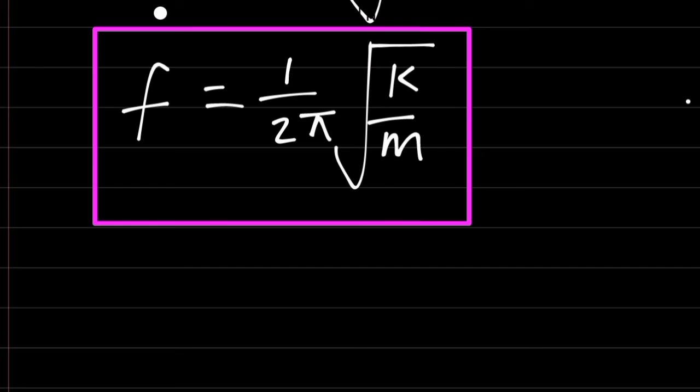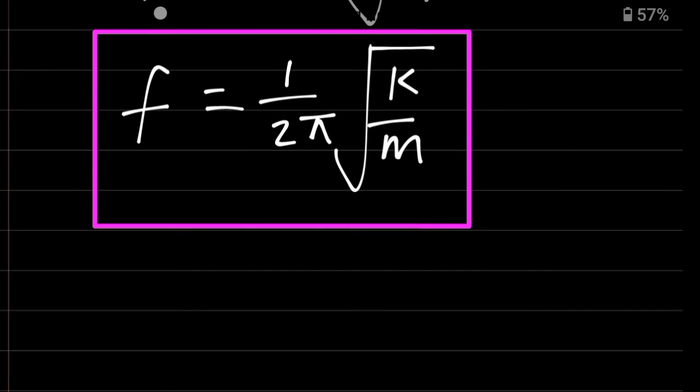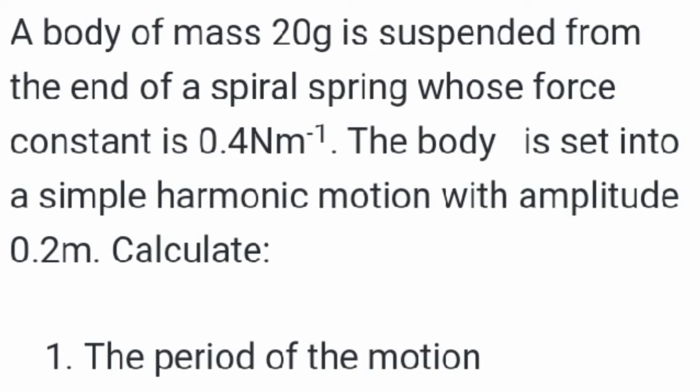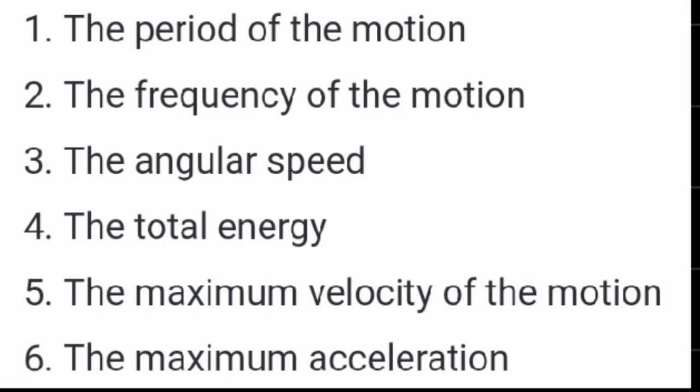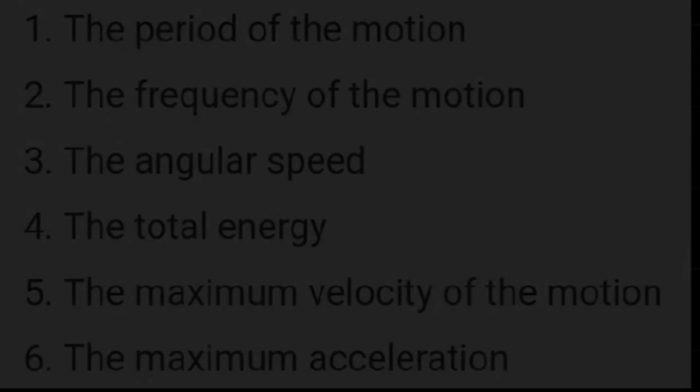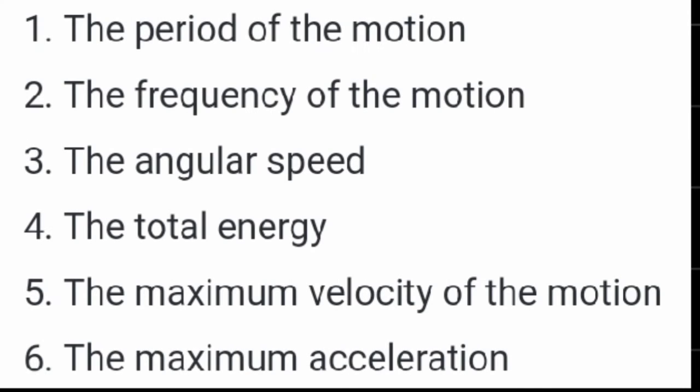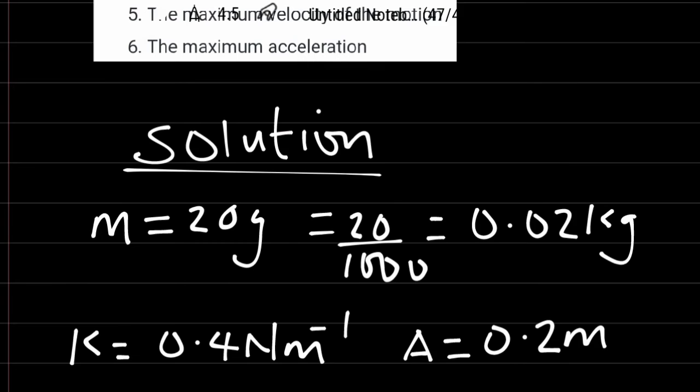Let's solve a problem with all these formulas we've derived. A body of mass 20 grams is suspended from the end of a spiral spring whose force constant is 0.4 Newton per meter. The body is set into simple harmonic motion with amplitude of 0.2 meters. Calculate the period of the motion, the frequency of the motion, the angular speed, total energy, the maximum velocity of the motion, and the maximum acceleration.